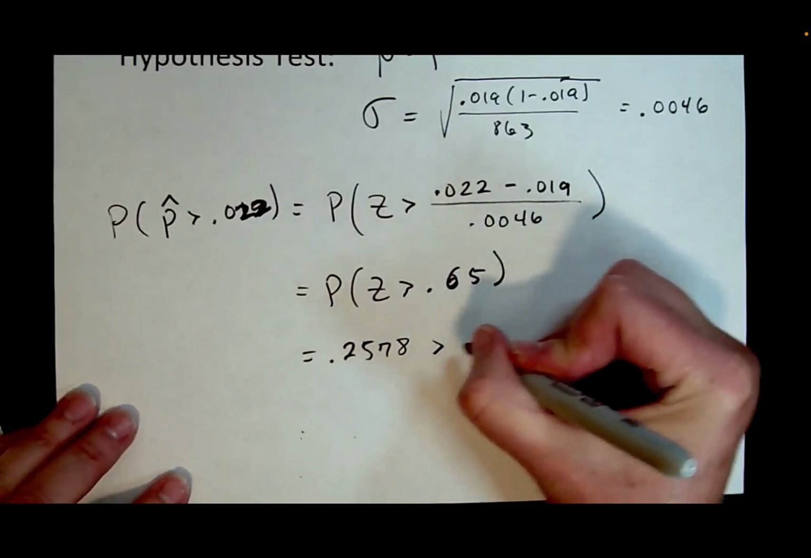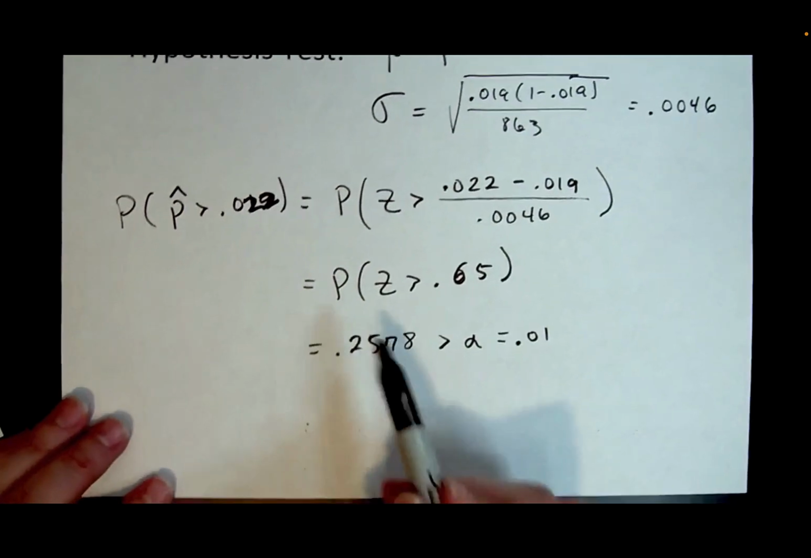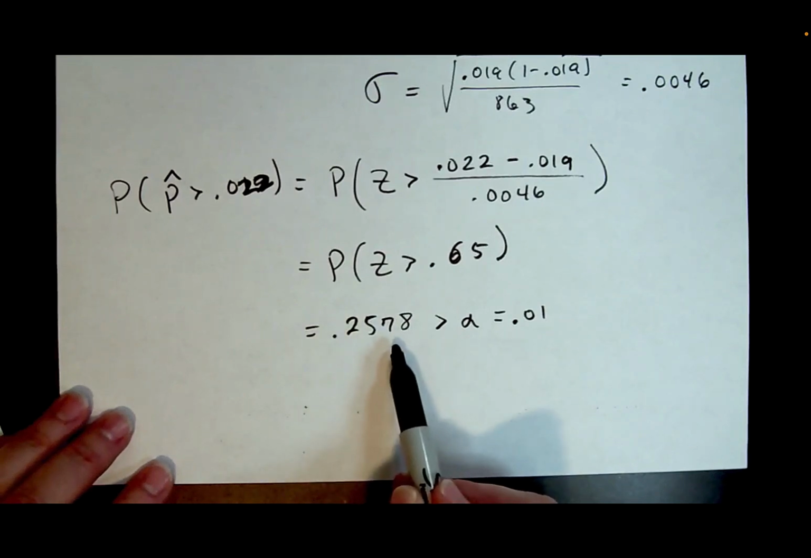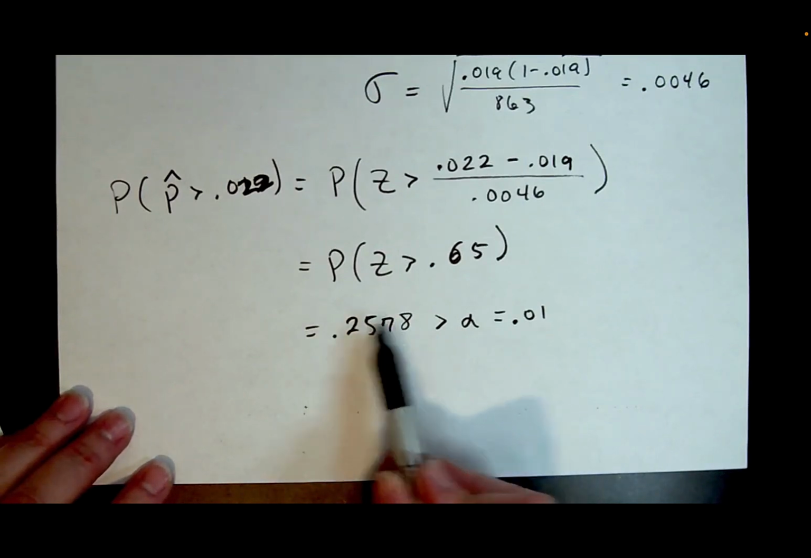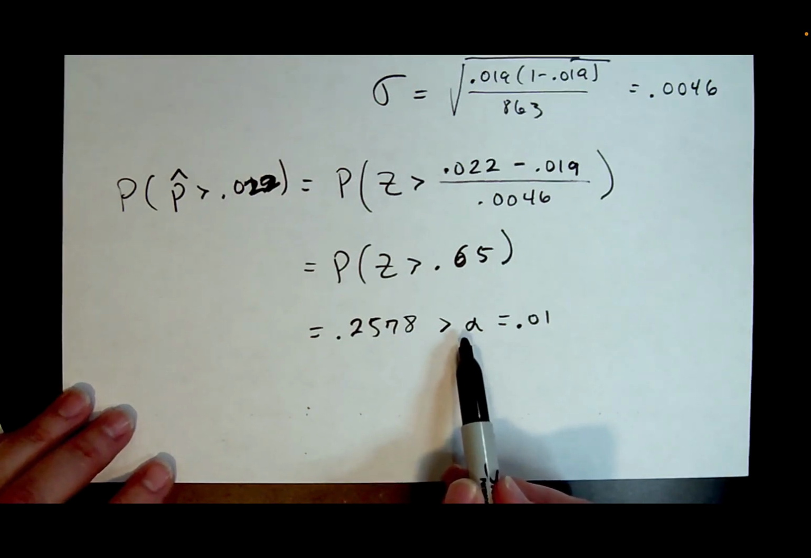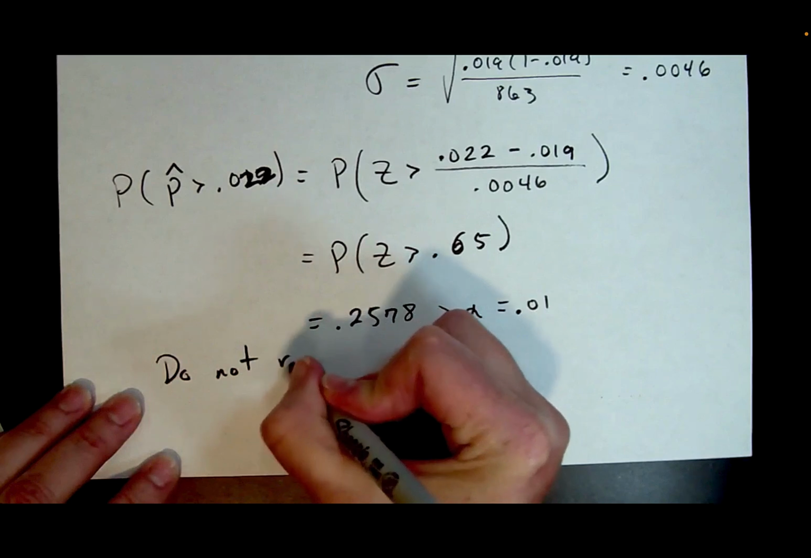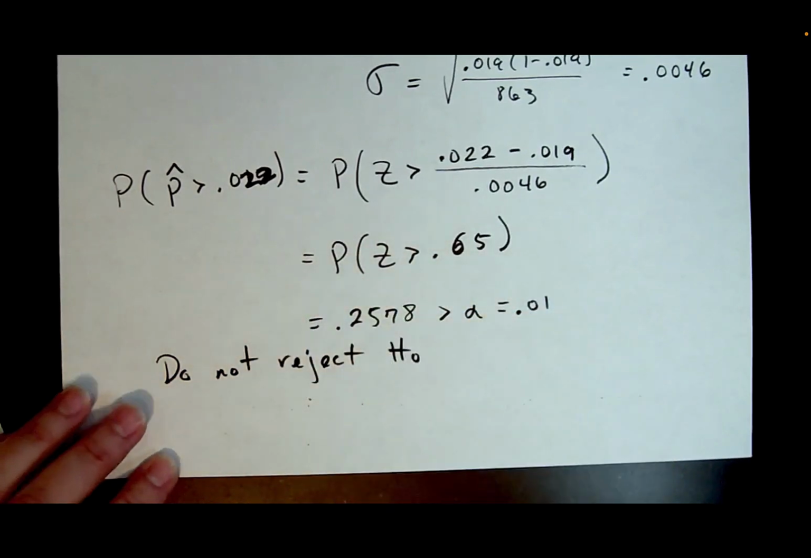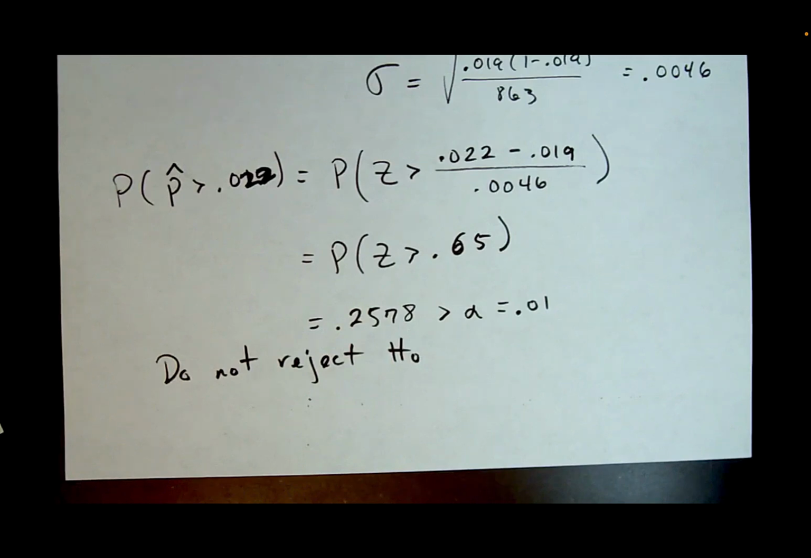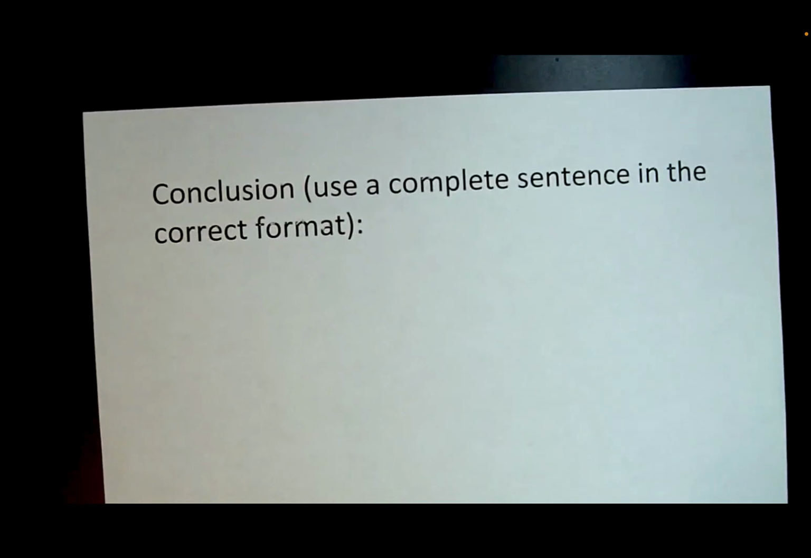That's greater than our level of significance, because we were told this time to use level of significance 0.01. So that means that our probability is not so small as to be unlikely. When the probability is so small that it's less than your level of significance, that's when you say it's unlikely that the null hypothesis was actually true. If the p-value is greater, you're going to not reject H naught. So not rejecting H naught means we're going to conclude there's not sufficient evidence to support H1.